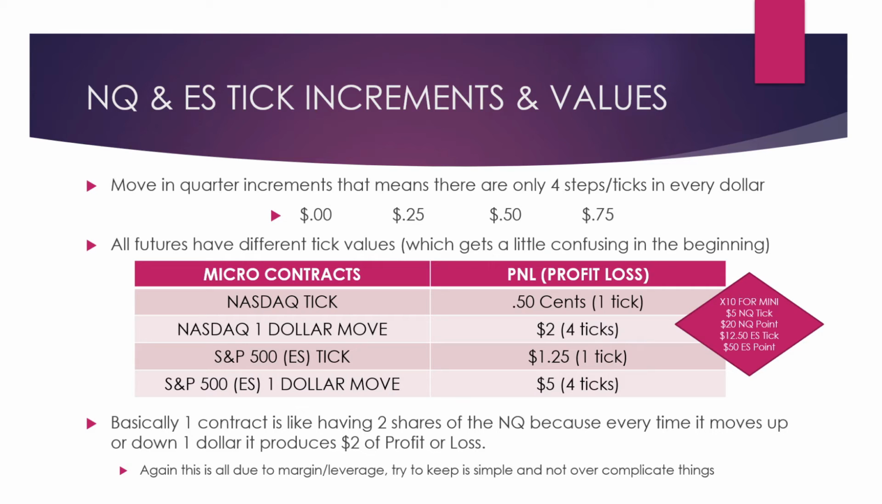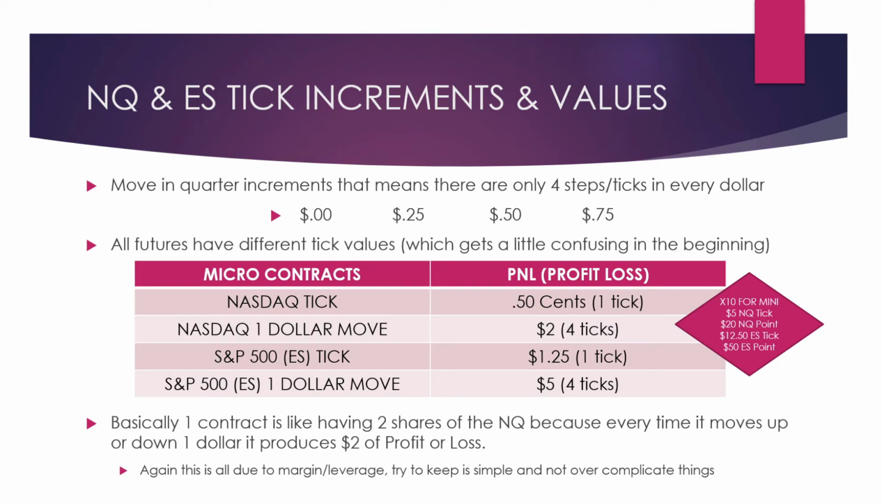Super simple. Now, since there's 4 ticks in $1, 1.25 times 4, it's $5. So for every $1 move that the S&P makes, it's $5 of profit or loss. And then if you're trading the minis, it will be $50 for 1 point. And then of course, if you're, let's say, trading 5 micro contracts, this would be $25 because you just multiply everything by how many contracts you have.